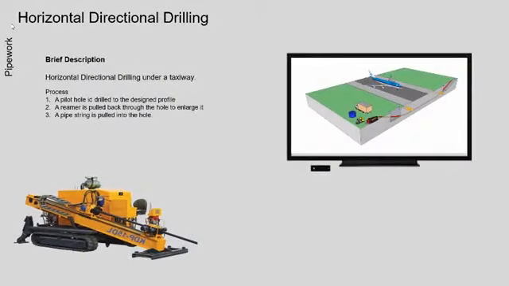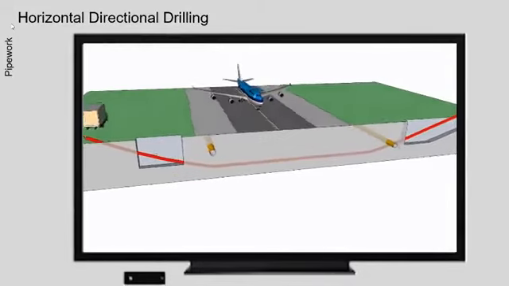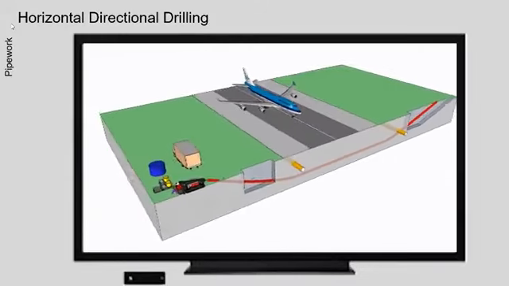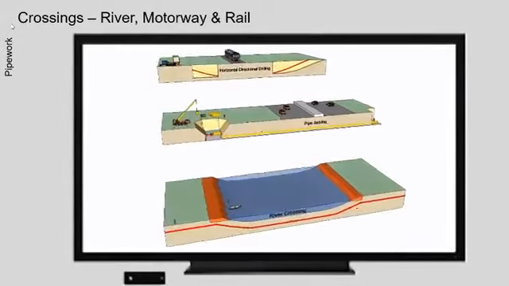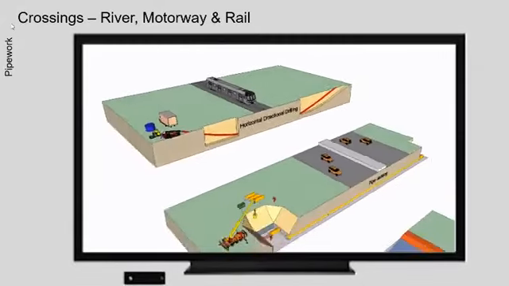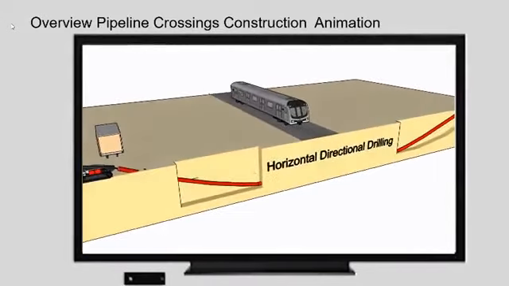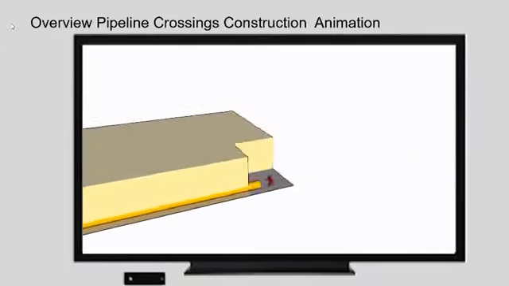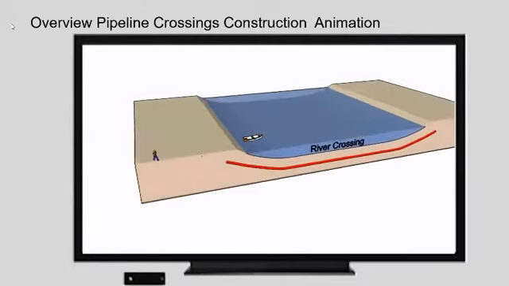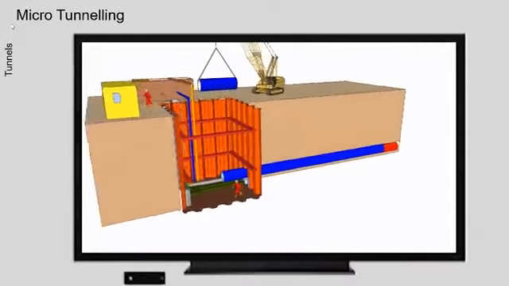Tunneling. Various methods. Directional horizontal drilling is a trenchless method of installing underground pipe, duct, or cable using a surface-launched drilling rig, with minimal impact on the surrounding area. Micro-tunneling. Shown are the construction details.